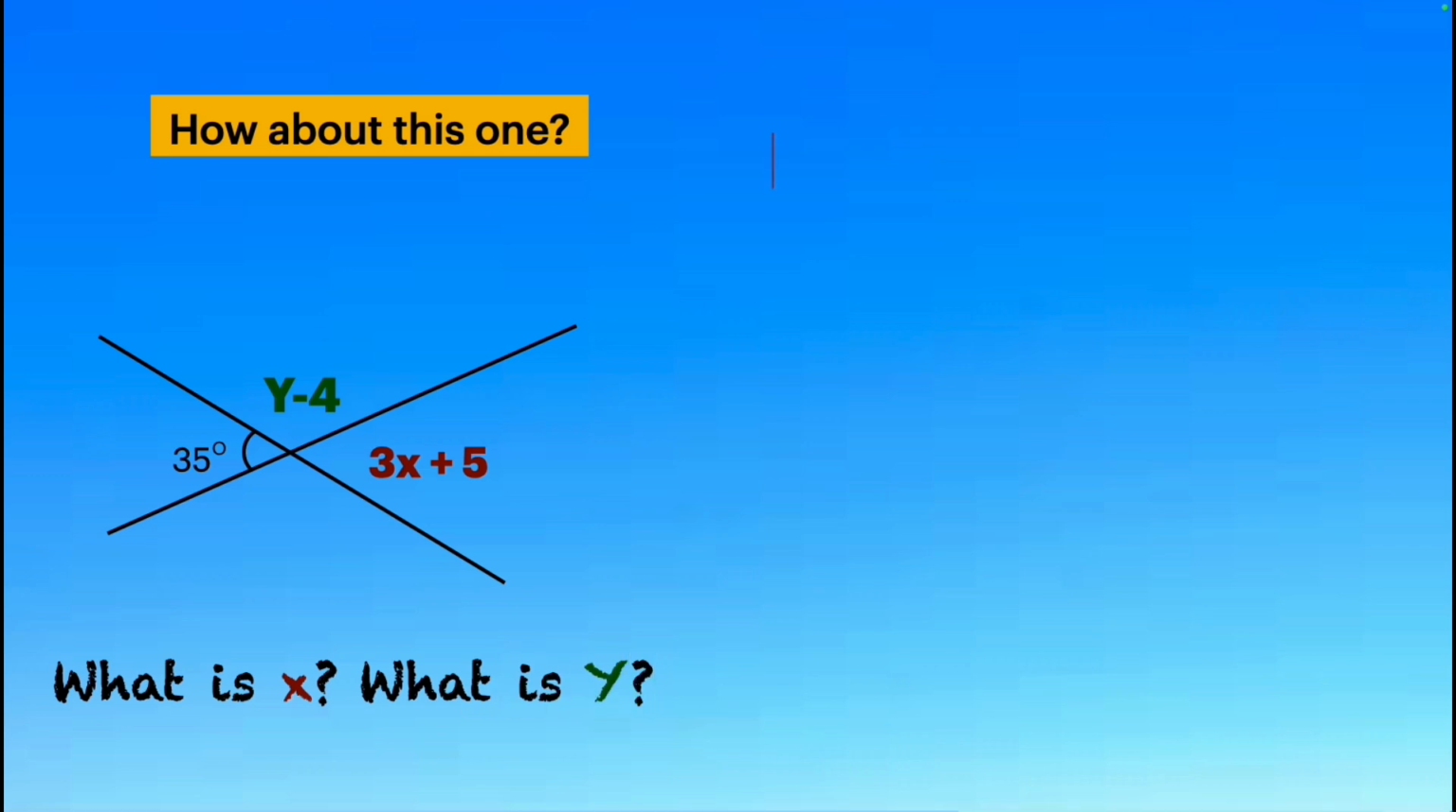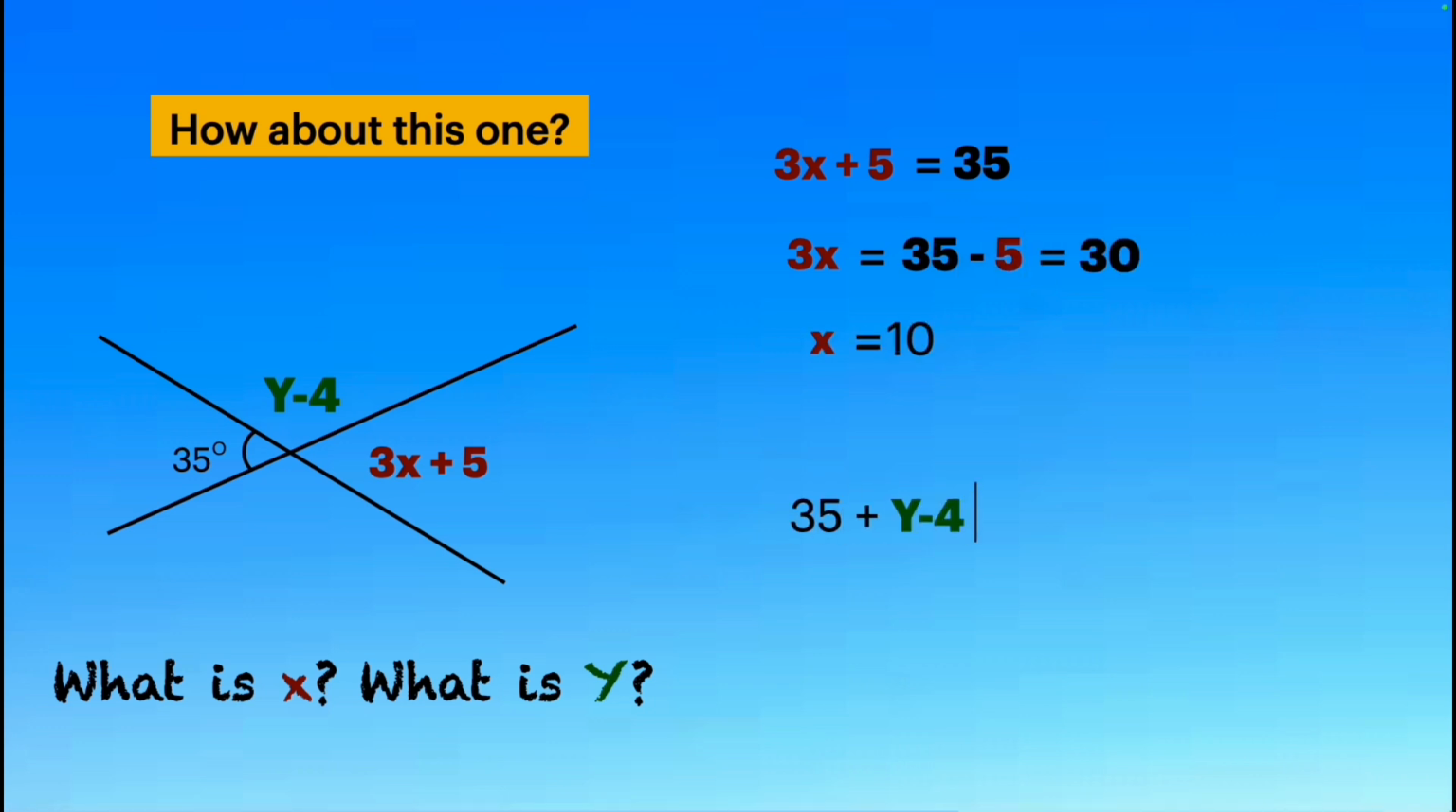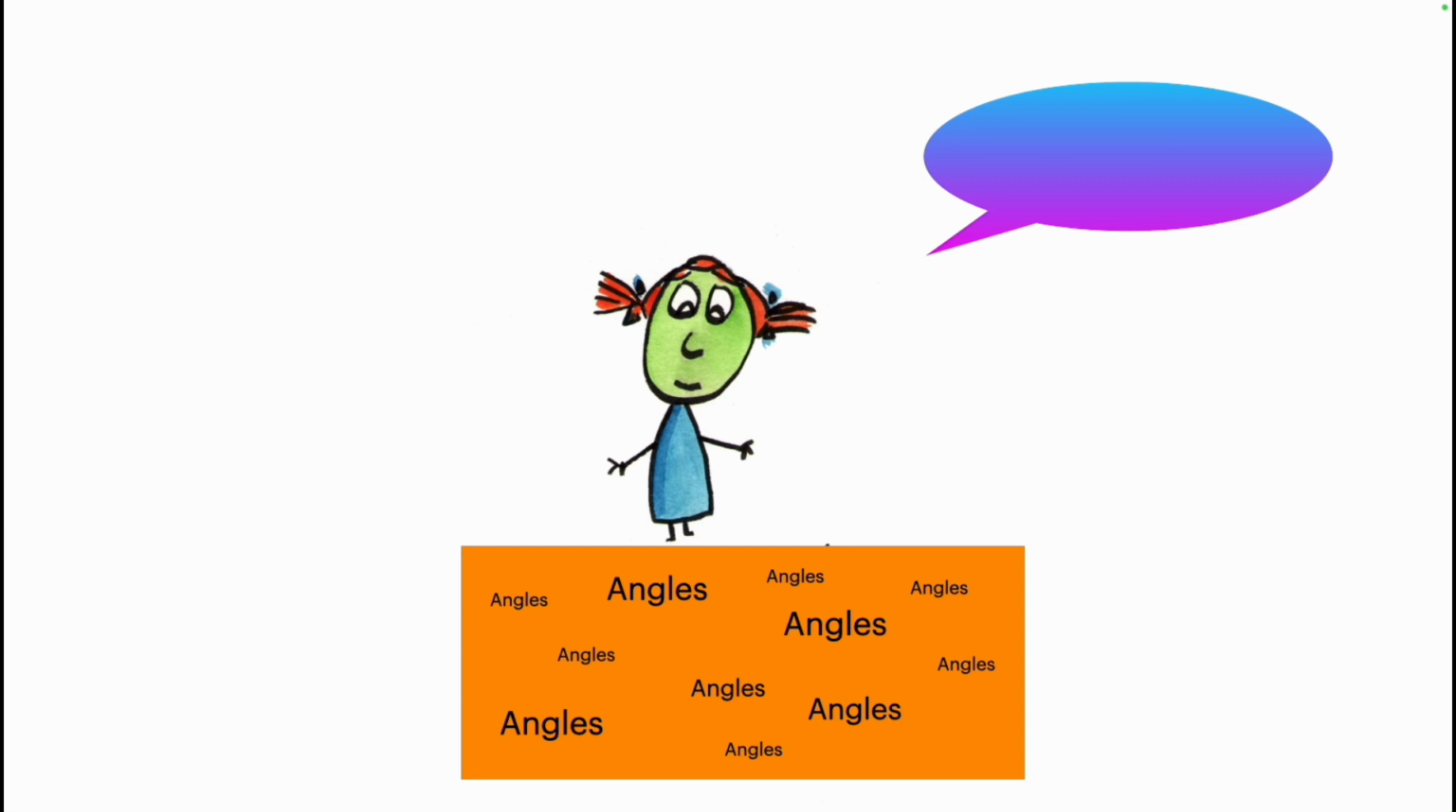In this problem, we have two intersecting lines forming four angles. What we know is that one angle is 35 degrees, while two angles contain y and x in them. We need to find out what y and x are, because 3x plus 5 and 35 are vertical angles, so they are congruent. So x equals 10. Angle y minus 4 and 35 are supplementary angles. We add them up to make 180 degrees. So y would equal 149 degrees.